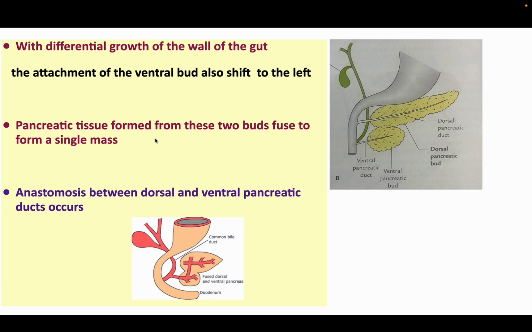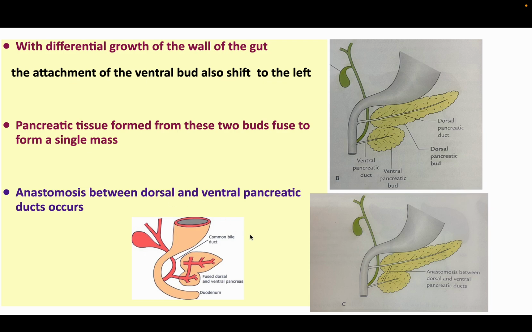Now this pancreatic tissue, formed from these two buds, fuses with each other to form a single mass. Initially they have independent ducts, you can see here. Later on, a communication is formed between the dorsal and ventral pancreatic ducts. This is the anastomosis which is happening between these two ducts.